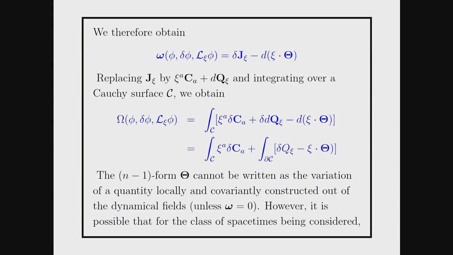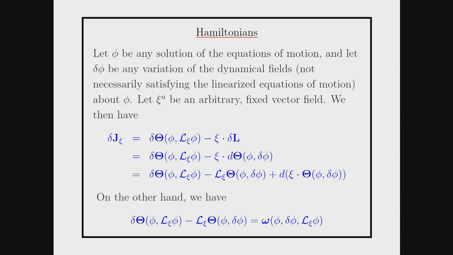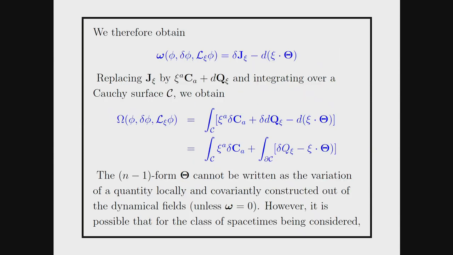Okay, but we also have this formula for the Noether current. So we can substitute that in here and see that the symplectic product of a variation and Lie derivative of phi along C. I think I didn't say this explicitly, but phi is a solution to the equations of motion here. The delta phi is any variation. So that's exactly what we need to be delta H. We get this formula for the symplectic product.